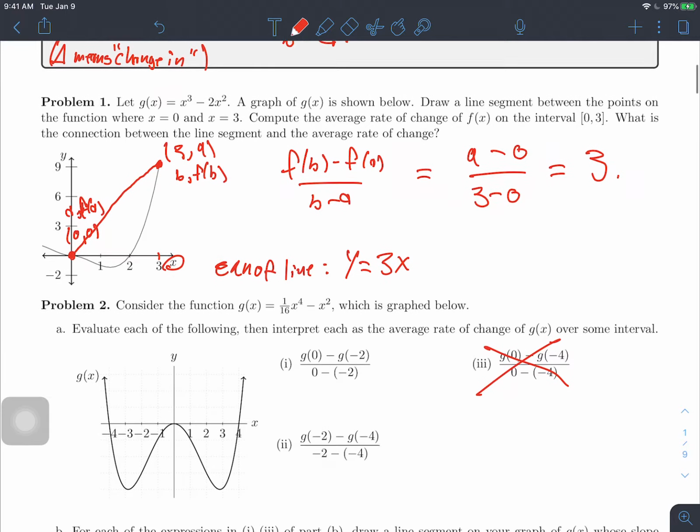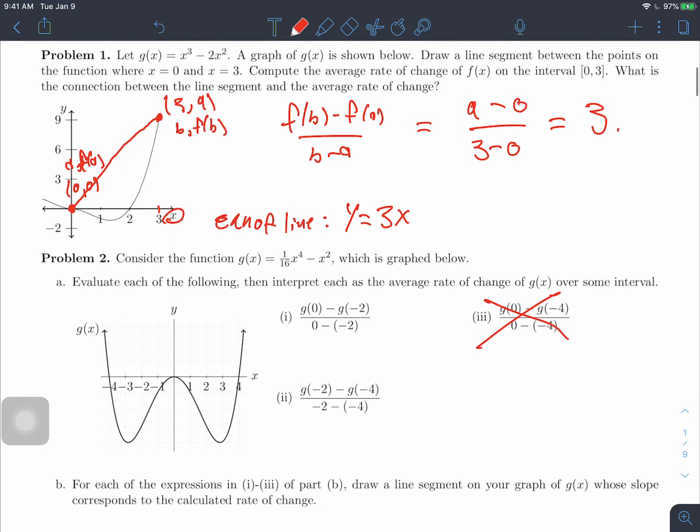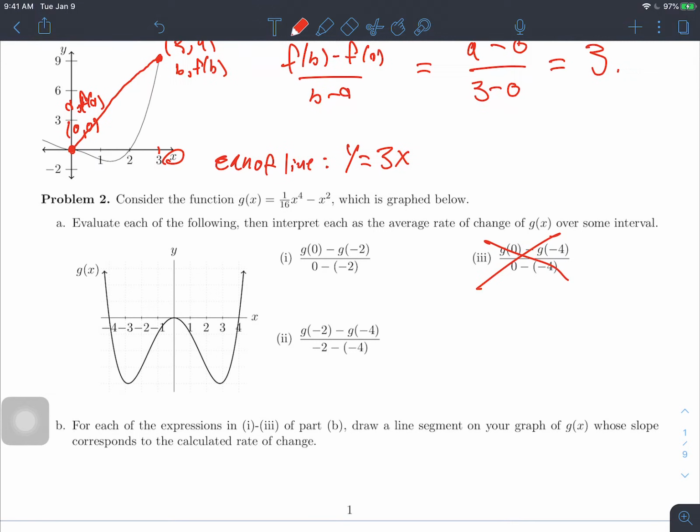Okay, let's do problem number two. I'm going to try to speed up a little bit because I've been going kind of slow. So if I start going too fast, please just stop me and I'll slow down and go back, okay?